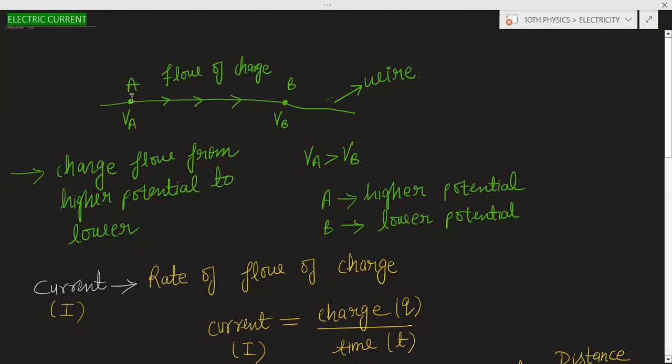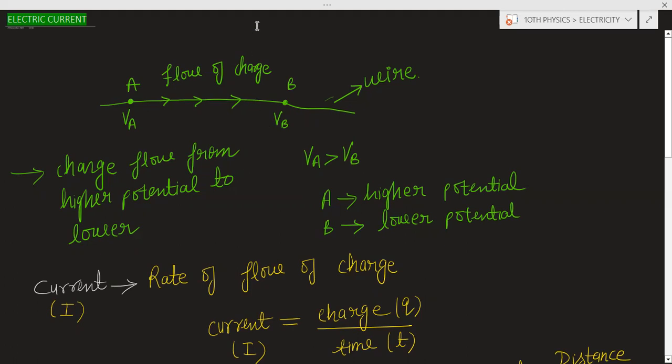So after how much time will this charge flow stop through this wire? This flow of charge will stop when the potential of A and the potential of B become equal. So basically you can say the charge will flow until there is a potential difference between two points.